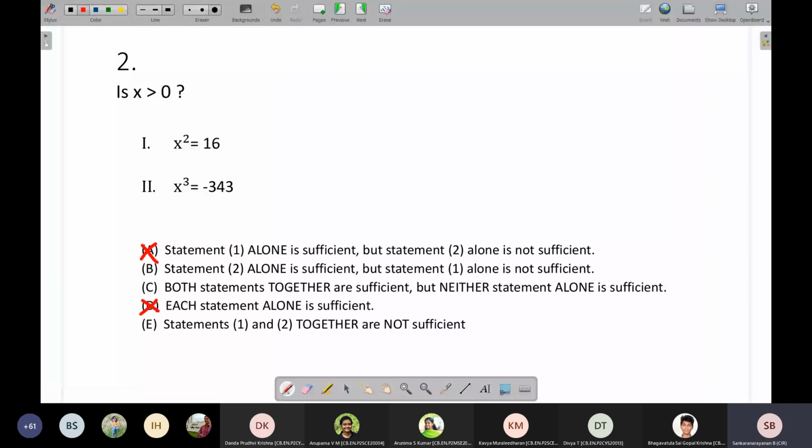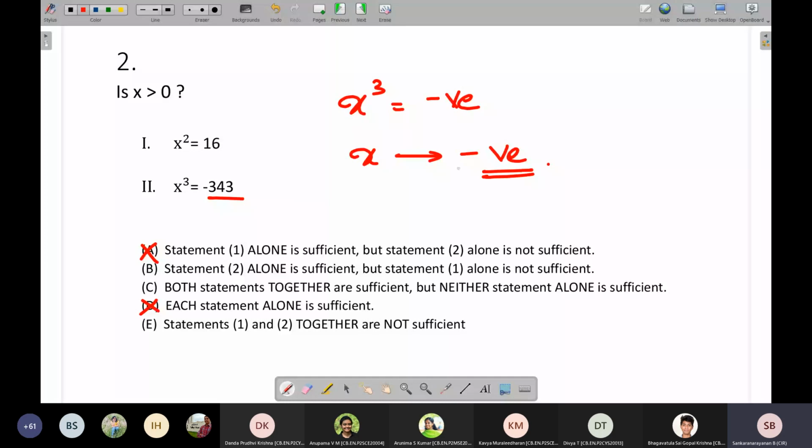Now the next step. You have x cube equal to a negative value, minus 343. Let me consider that x cube is a negative value. If x cube is negative, I can conclude that x is a positive or negative value? Please tell me fast. Negative. Yes, this x has to be a negative value. Only when x is negative can x cube also be negative. So here x is 100% a negative value.